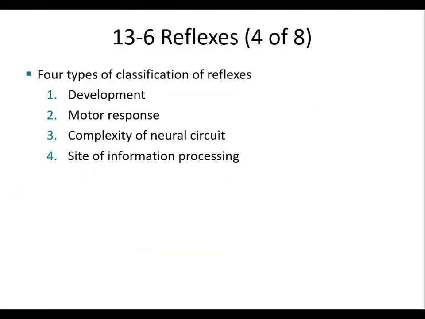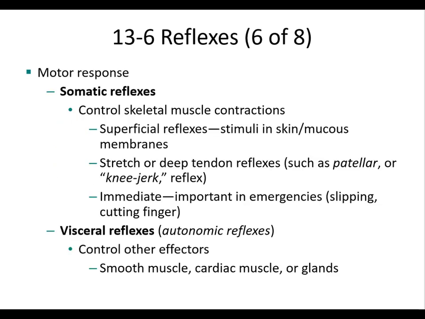We have 4 types of reflexes. These are development, motor response, complexity of neural circuit, and the site of information processing. Our somatic reflexes are going to control skeletal muscles. So anytime we're talking about somatic, we're talking about skeletal muscles. So we have superficial reflexes. We have stretch or deep tendon reflexes.